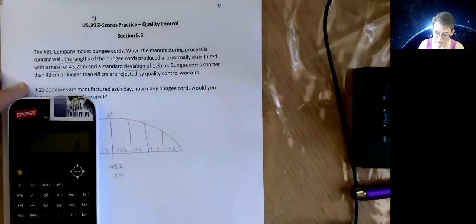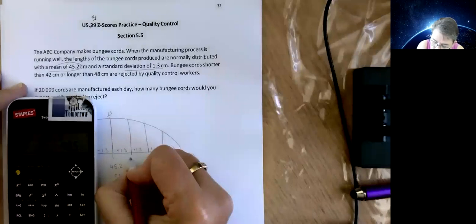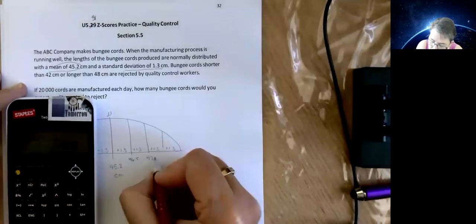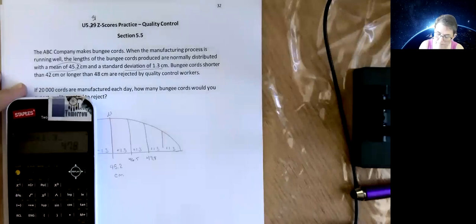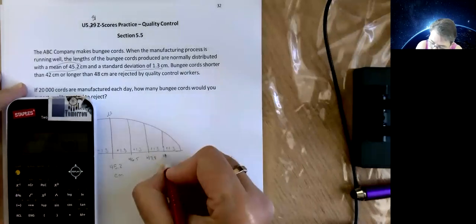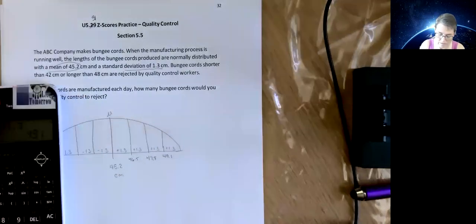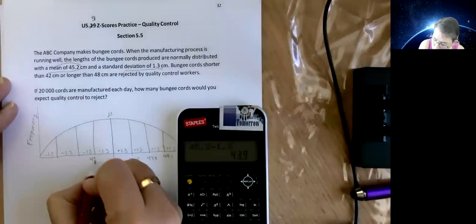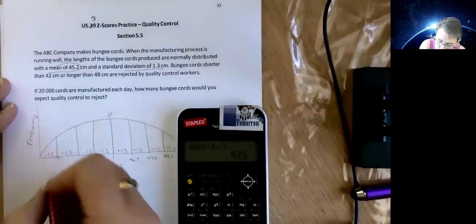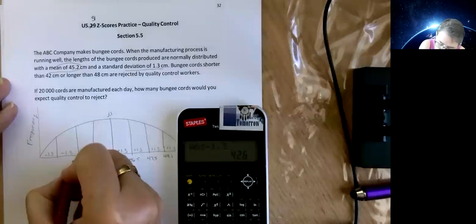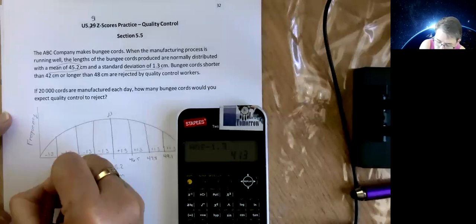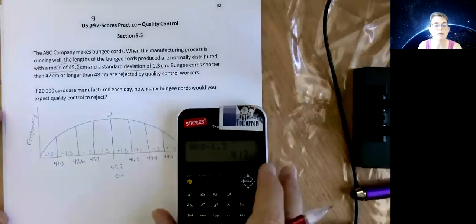45.2 plus 1.3 is 46.5, 47.8, 49.1. And if we go the other way, 45.2 minus 1.3 is 43.9, and so on. Oh, might as well put our percents in before we go any further.